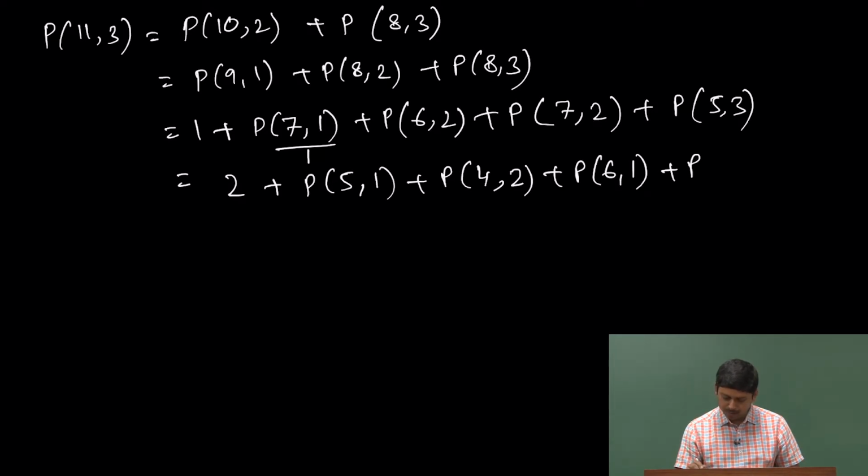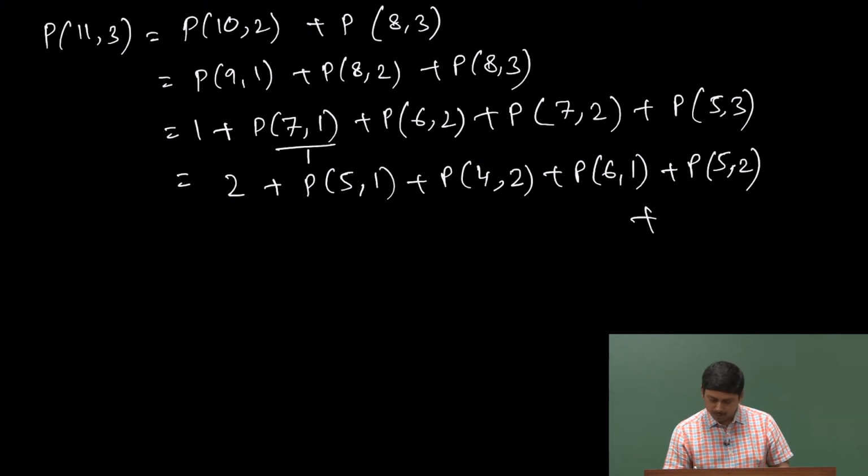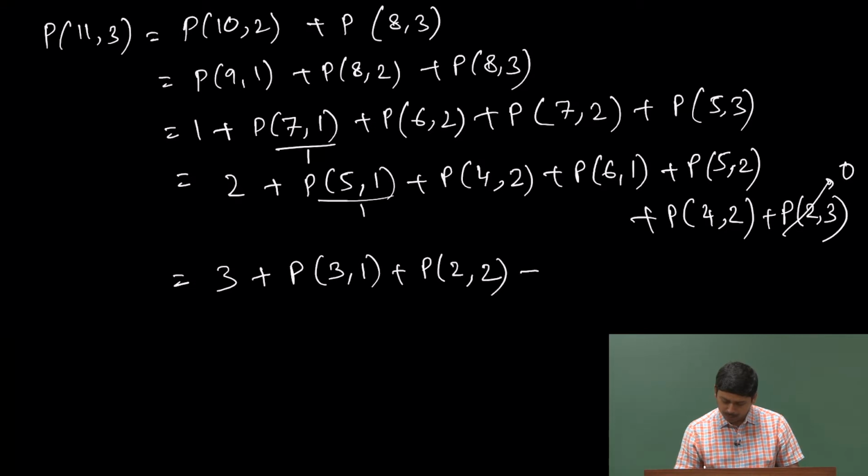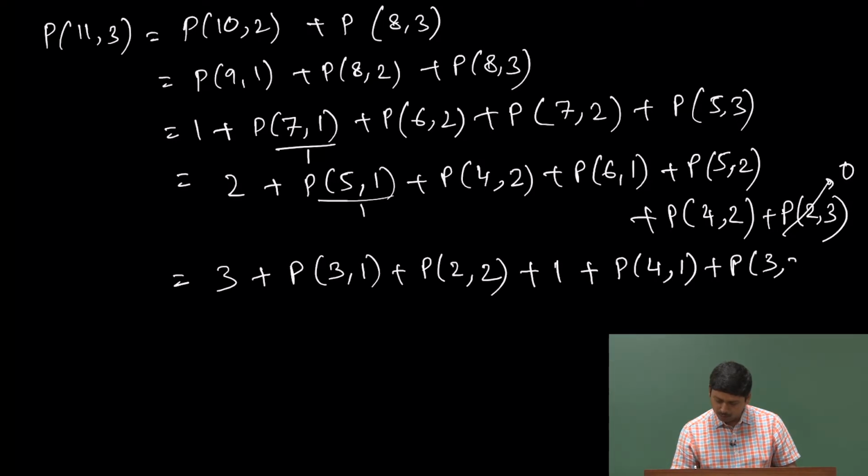plus P(5,2) plus P(4,2) plus P(2,3). P(2,3) is going to give me 0, P(5,1) is going to give me 1. So, 3 plus P(4,2) can be P(3,1) plus P(2,2), P(6,1) is giving me 1, P(5,2) can be P(4,1) plus P(3,2), P(4,2) can be P(3,1) plus P(2,2).